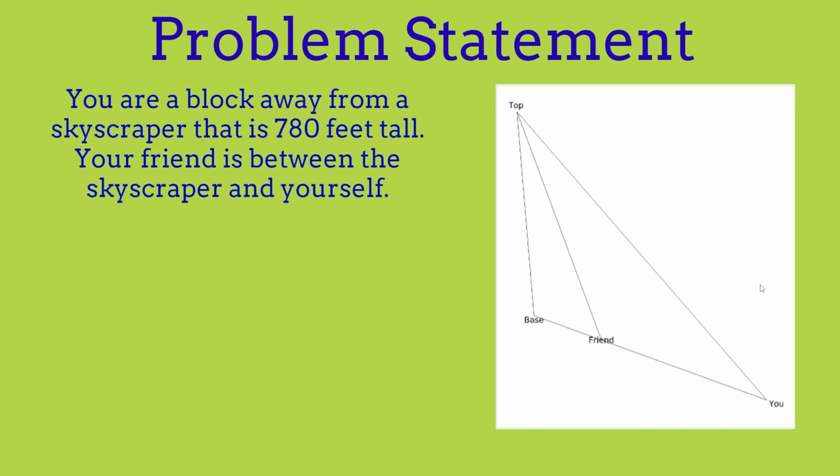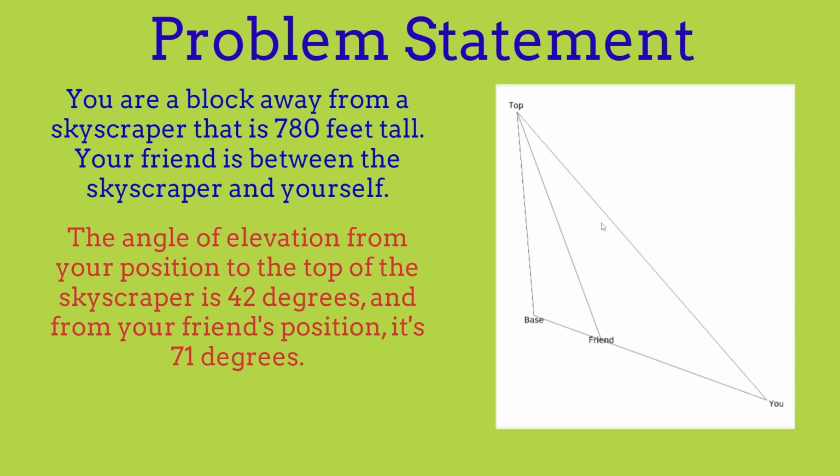Our problem statement says, you are a block away from a skyscraper that is 780 feet tall. Your friend is between the skyscraper and yourself. So here we can see in the image that we're standing at this point, our friend is standing in between us and the base, and the height of the skyscraper is 780 feet. And then the angle of elevation from your position to the top of the skyscraper is 42 degrees, and from your friend's position it is 71 degrees. So this angle of elevation here is 42 degrees, and this angle of elevation here is 71 degrees.